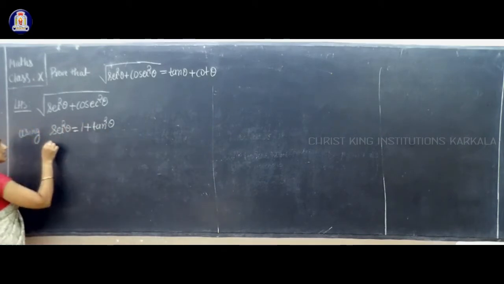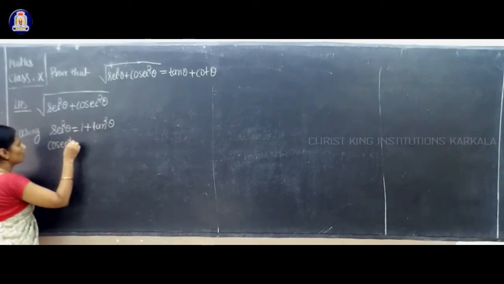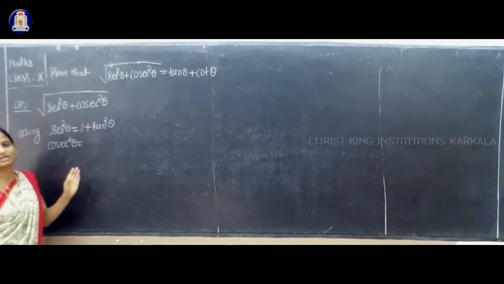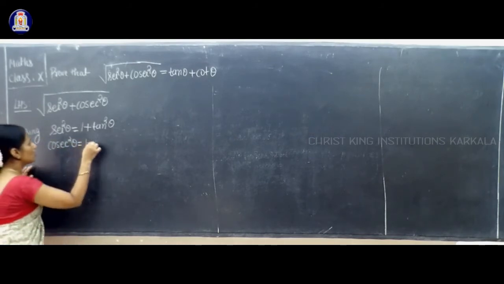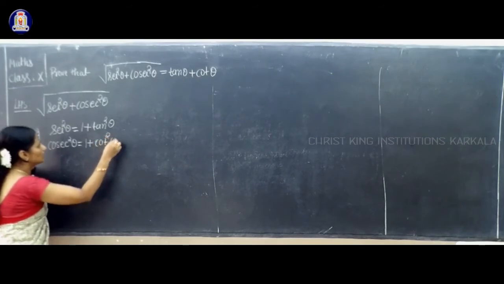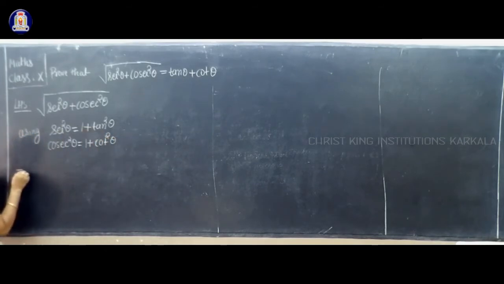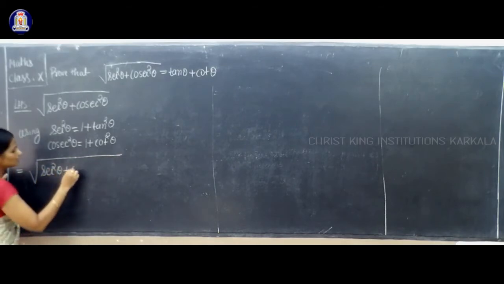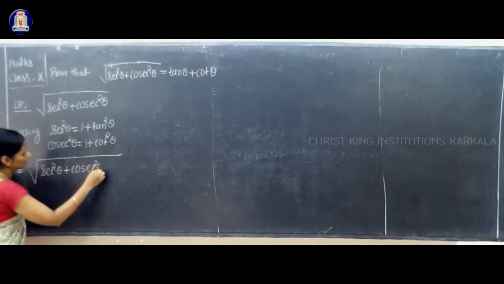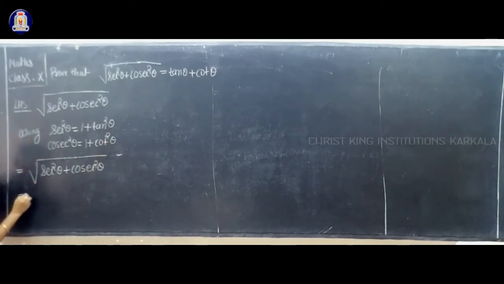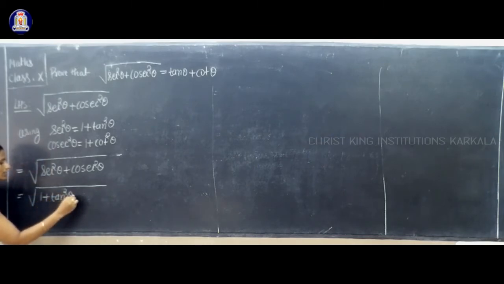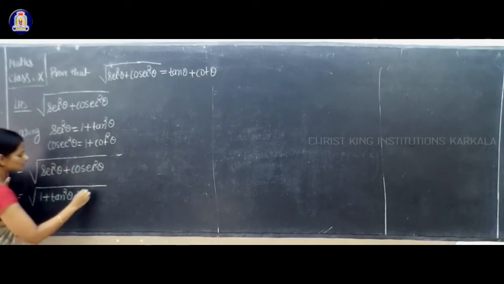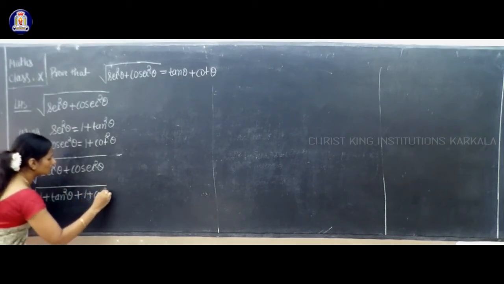So now next, cosecant square theta. Search from your formula list. Do you have cosecant square theta is equal to? Yes, it is 1 plus cot square theta, right? So now substitute. Therefore, square root of secant square theta plus cosecant square theta. Secant square is 1 plus tan square theta, plus cosecant square, which is 1 plus cot square theta.